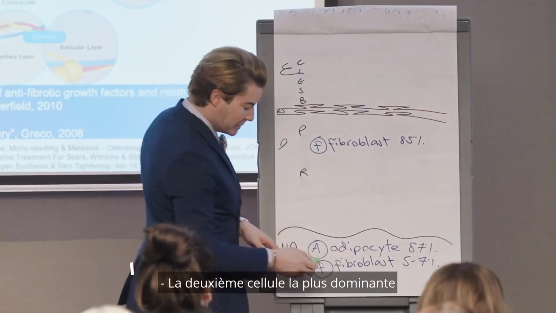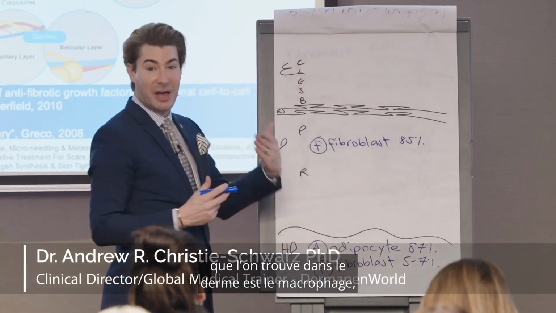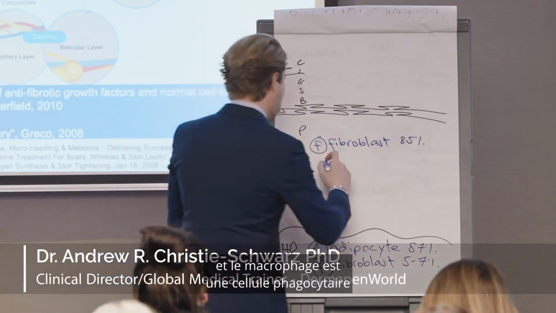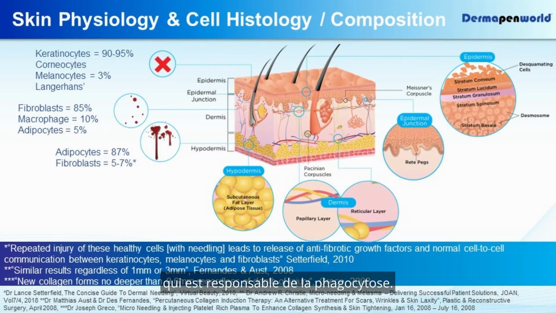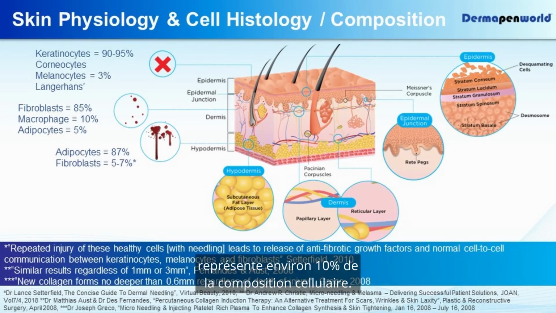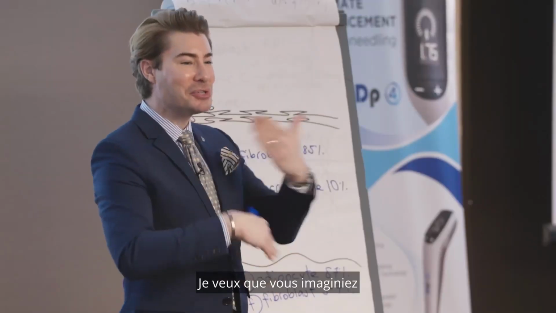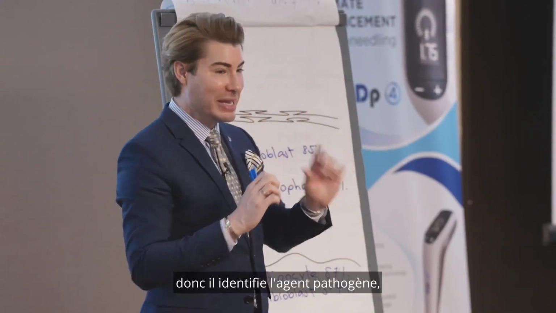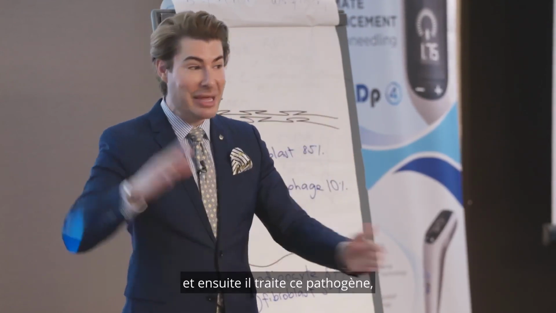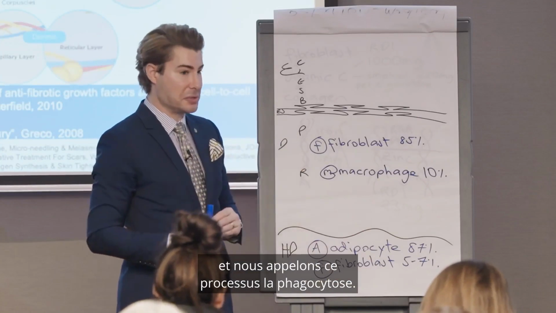The second most dominant cell that we find within the dermis is the macrophage. The macrophage is a phagocytic cell that is responsible for phagocytosis. The macrophage in this case accounts for around about 10% of cell composition. I want you to imagine that the macrophage is a lot like a crocodile. So it identifies the pathogen, and then it processes that pathogen, and we call this process phagocytosis.